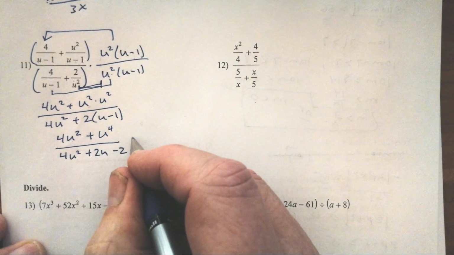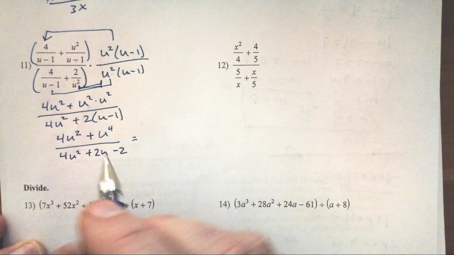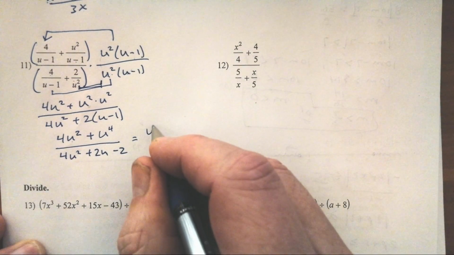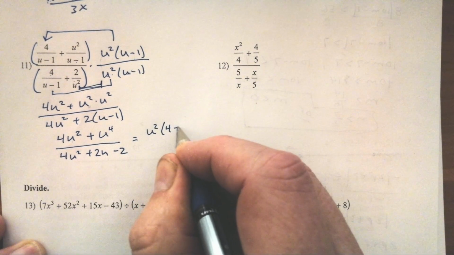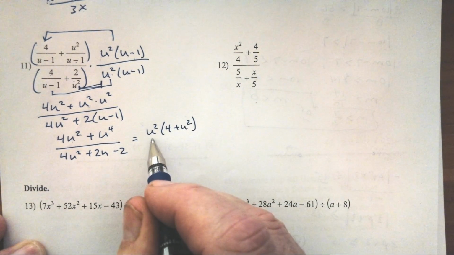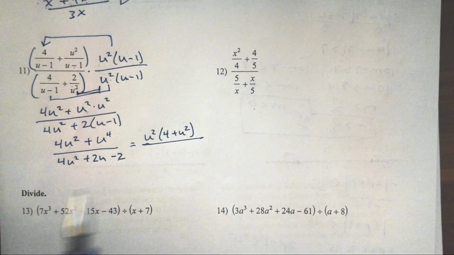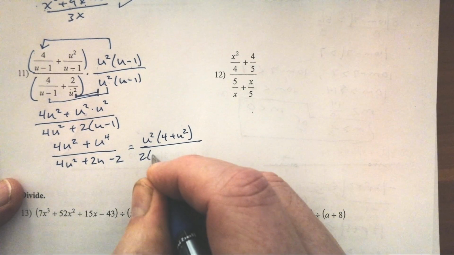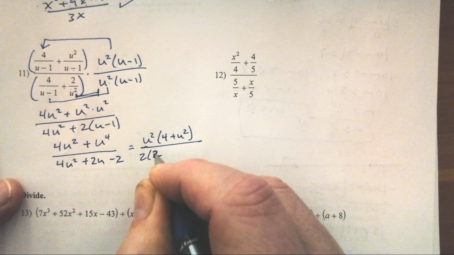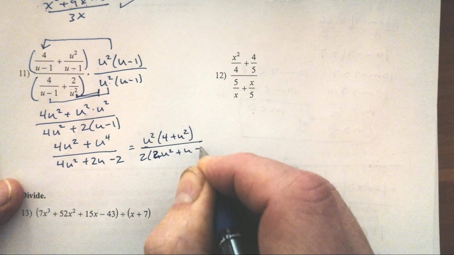Now, this could just be a thought bubble. Maybe you see we can't cancel anything, but I do see I could factor a u squared out. And I could try to factor this. I can definitely factor a 2 out. I'll do that. 2 times 2u squared plus u minus 1.